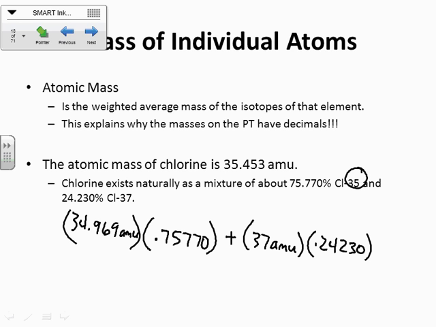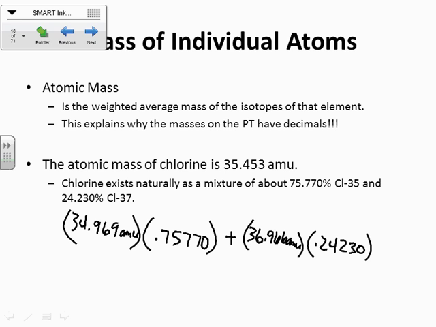Remember, one proton plus one neutron is not exactly 1 AMU, so I was being a little bit imprecise there. And then 37 is 36.966. That should work out better. In any atomic mass problem, they will give you these numbers. So basically we're taking 34.969 times 0.75770, adding that to 36.966 times 0.24230, and there we go.